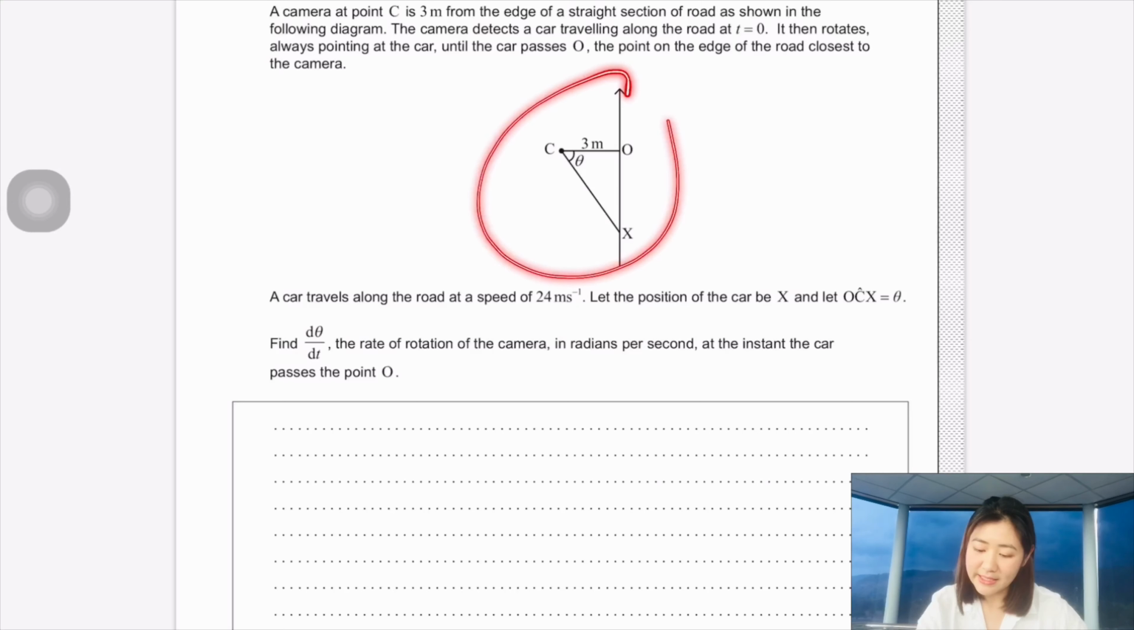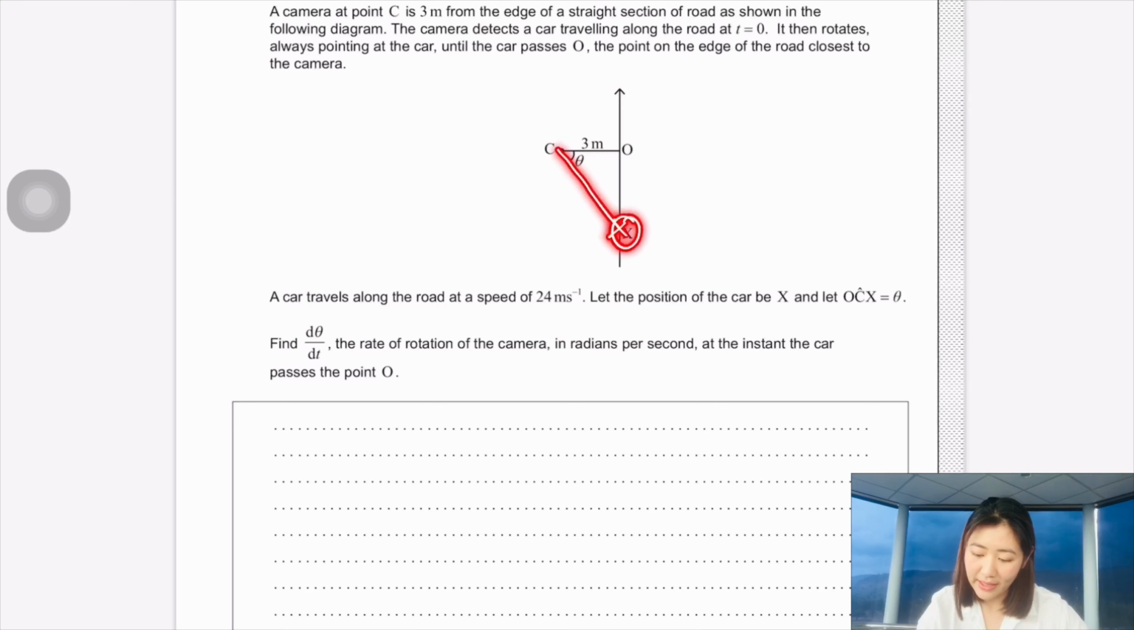Okay, so here the camera catches the car at this point, and then once the car moves, the camera still follows the car until the car is at point O, and then it stops. The car travels along the road at a speed of 24 meters per second. So from this point, the speed is 24 meters per second. Let the position of the car be x, and let the angle here be theta, and then find d theta by dt, the rate of change.